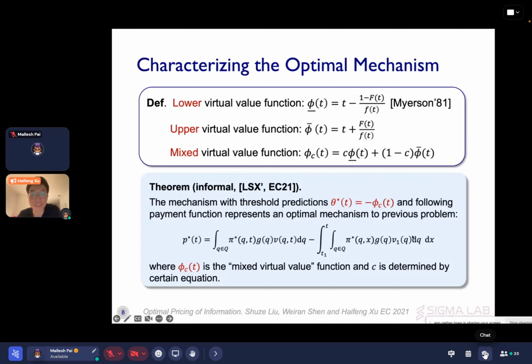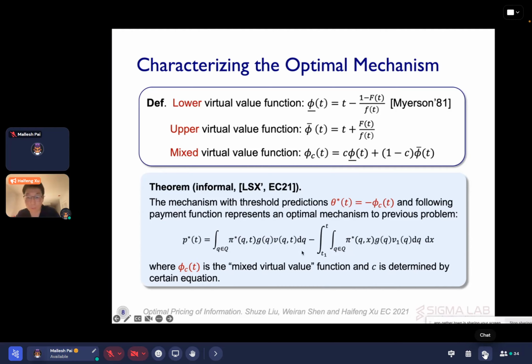And moreover, the mechanism uses a payment function, which can be calculated in closed form. I'm not expecting you to look at the payment in detail, but just to realize that there's a closed form way to calculate this payment function. The only thing I didn't tell you is that the mixed virtual value function has a convex coefficient c, and that c can also be explicitly determined by the problem setup. This intuitively tells you that there's a closed form characterization of the optimal mechanism for the previous problem I described.